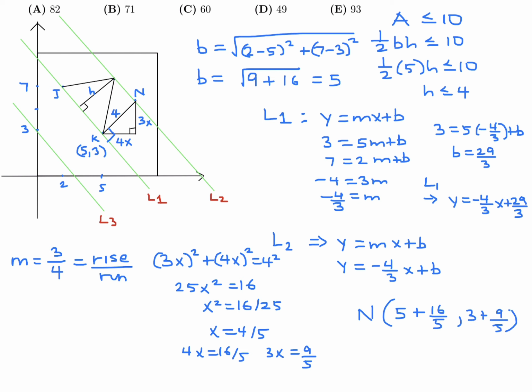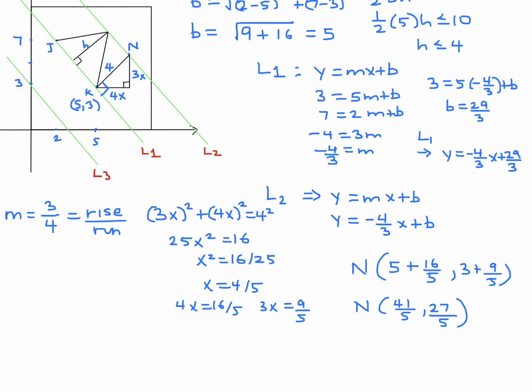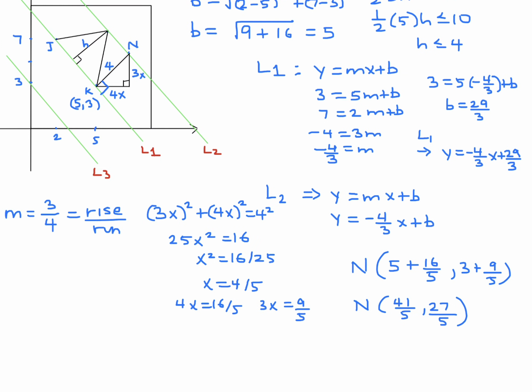And that would be the coordinates of n, which, if you do this math, is 41 over 5 and 27 over 5. Okay, great. That gives me a point on L2, and that allows me to solve for b. So let's do that. Let's solve for b.